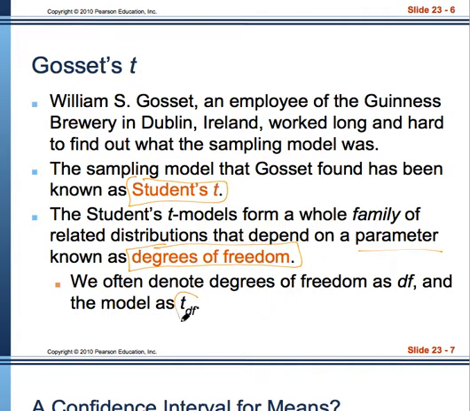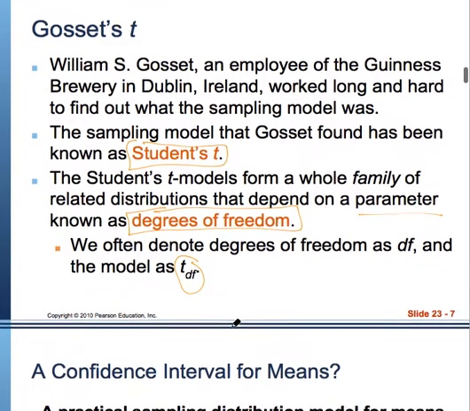And usually you see it like this. You'll see what's going to happen in a little bit. So t with a subscript df, because we know that when we're using a t model or a t-test, we have to use degrees of freedom.